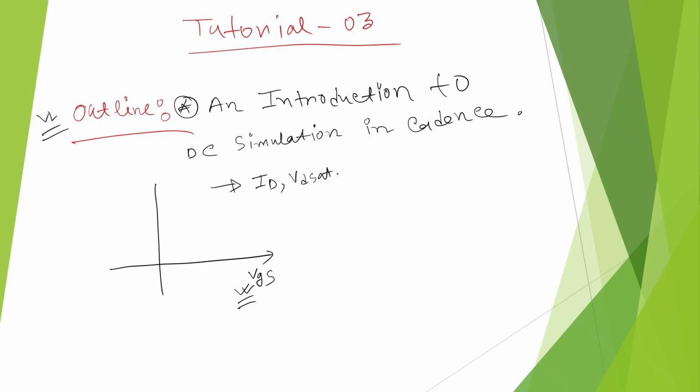VD set, GM over ID, then ID by W, then FT, then FT into GM over ID, then GM, then GM versus GDS. So these all are my parameters.